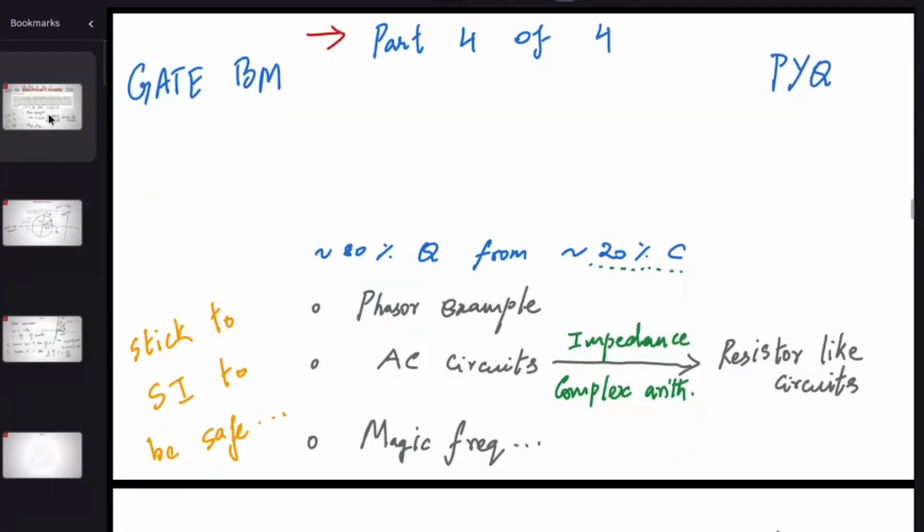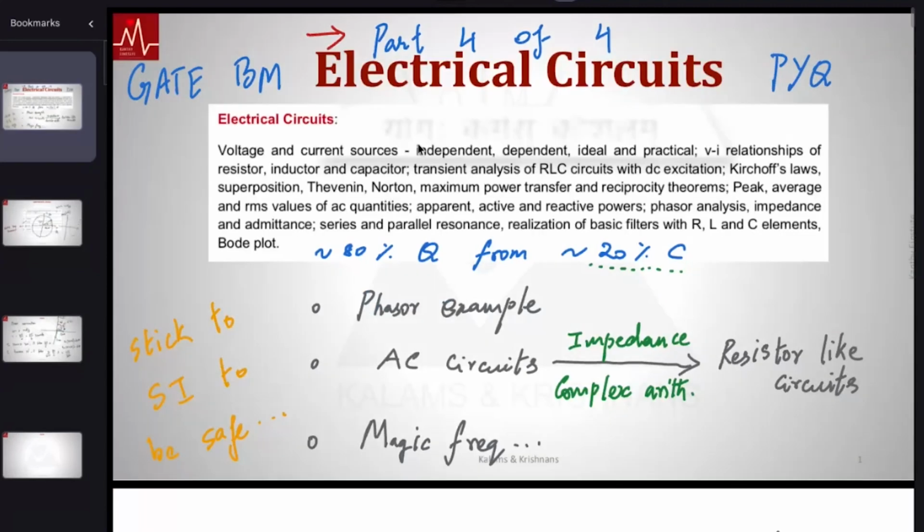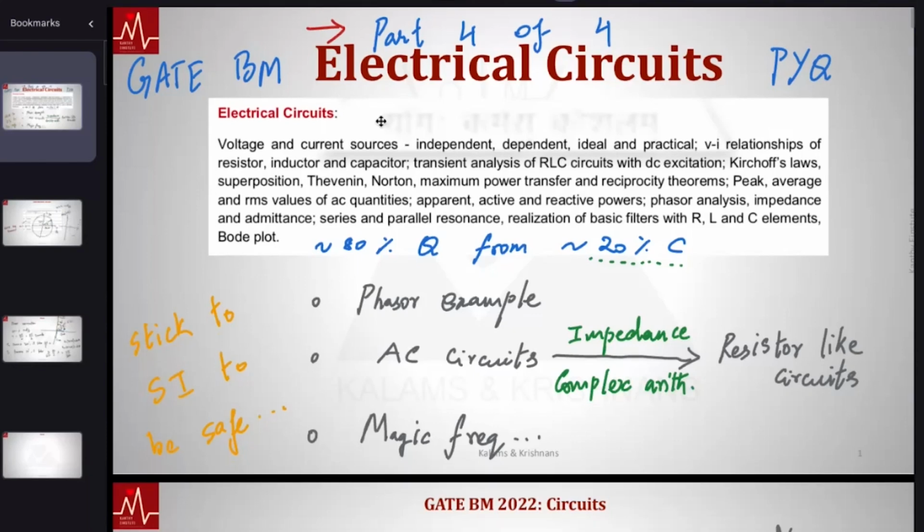And we conclude this 4-part series. I hope this will be useful not just for biomedical students. Electrical circuits is there in many other papers: instrumentation, electrical engineering, electronics and communications, the EC paper, EE paper, IN paper, BM paper. Many of the students are trying to clear the cutoff. I am sure this 4-part video series should be of immense help to all those students. Even otherwise, I know this is a good starting place to get started with circuits.